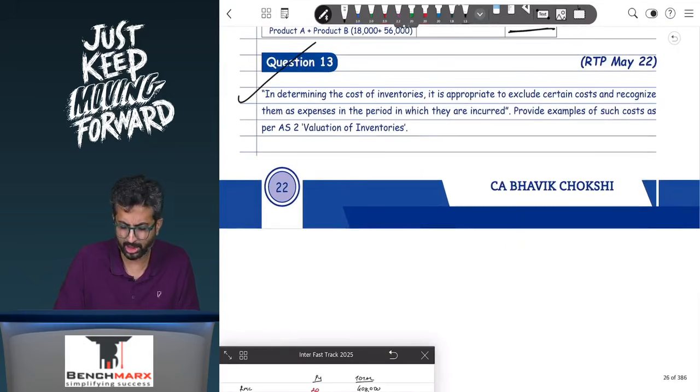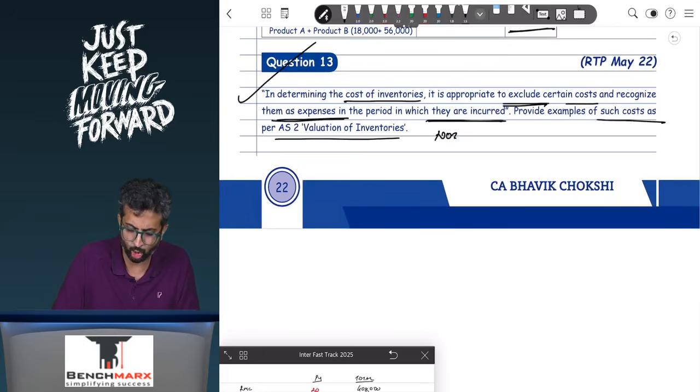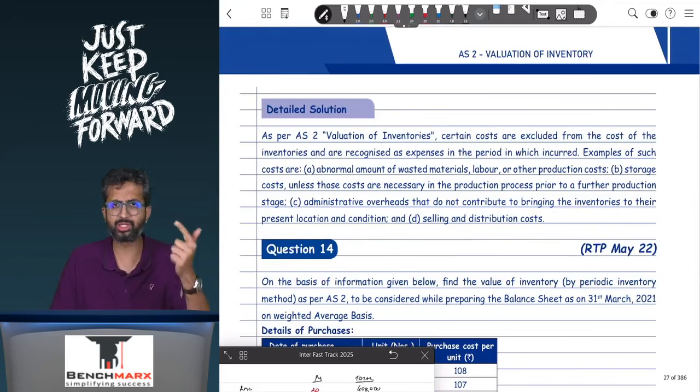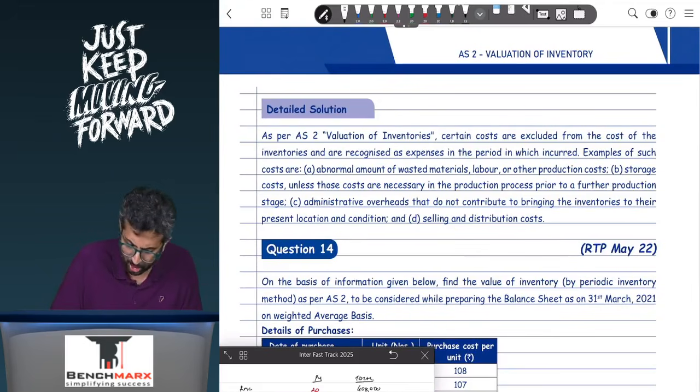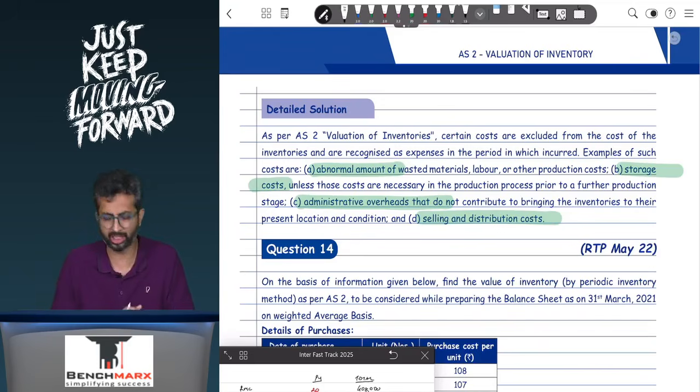It's a theory question. In determining the cost of inventories, it is appropriate to exclude certain costs and recognize them as expenses in the period in which they are incurred. Provide examples of such costs as per AS 2. This is similar to note 1 which we had studied for cost. First is admin, selling and general overheads. Second is storage cost unless it is necessary for changes, and third is abnormal loss. That is what they have mentioned over here: selling and distribution, administrative overheads, abnormal loss and storage cost. So these are the 4 items. You can have any other items as well.